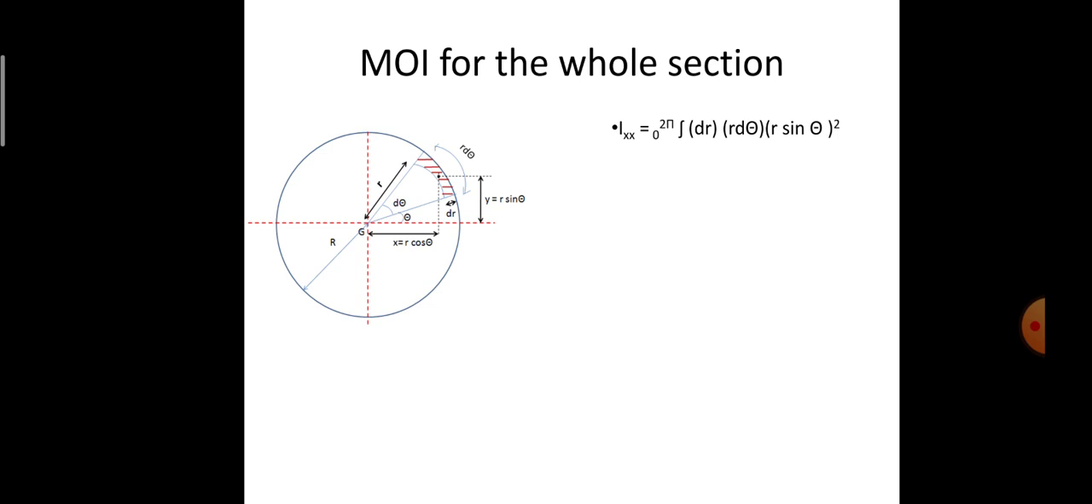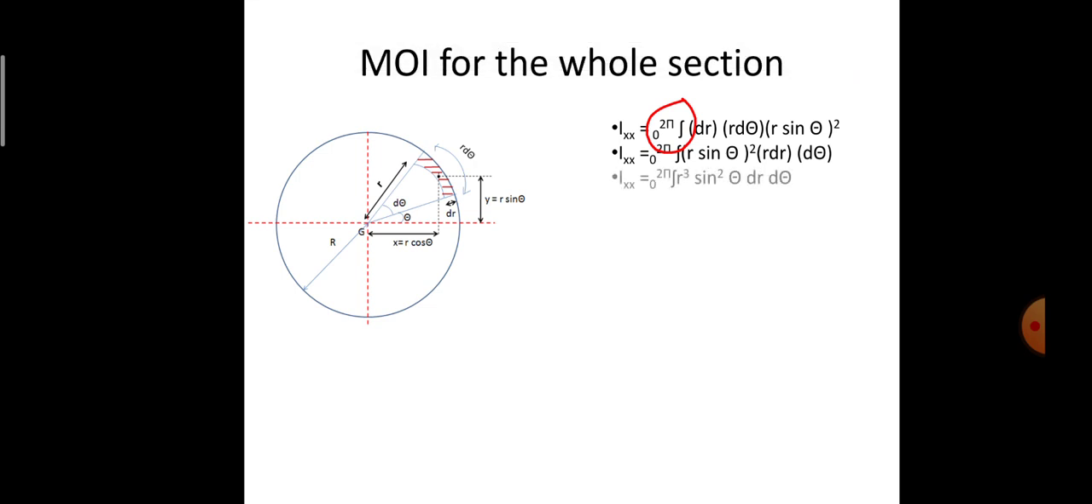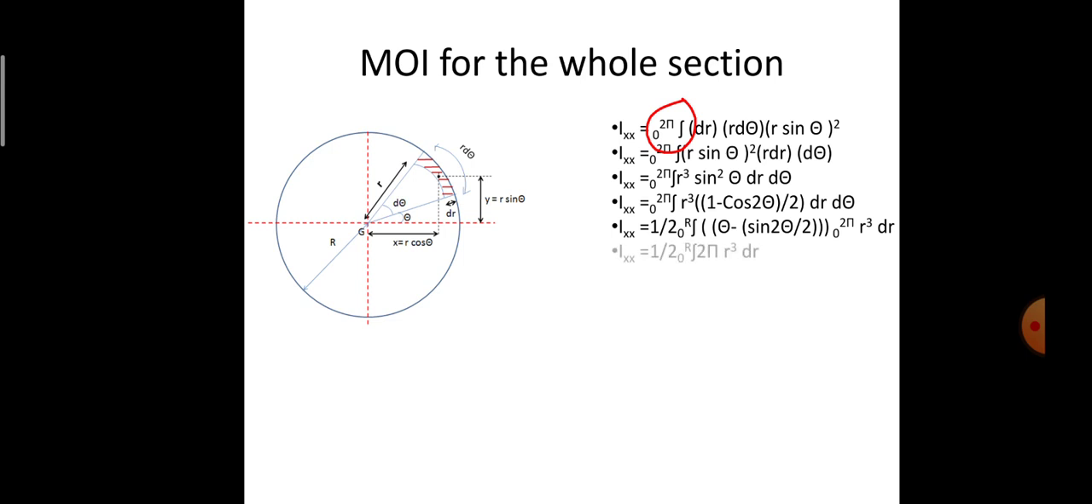We are supposed to integrate the equation for the moment of inertia that we obtained for the elementary section. The limits of the integration are 0 to 2 pi. After integrating, we get r cube sine square theta dr d theta. Sine square theta is nothing but (1 minus cos 2 theta) divided by 2, so the integration limits are 0 to 2 pi. After integration with reference to theta, we get theta minus sine 2 theta divided by 2, with limits 0 to 2 pi, times r cube dr.